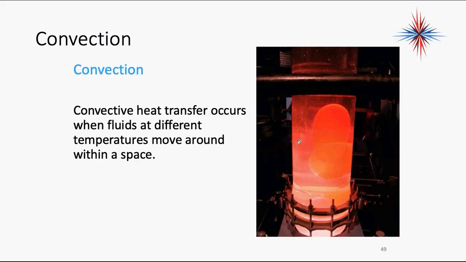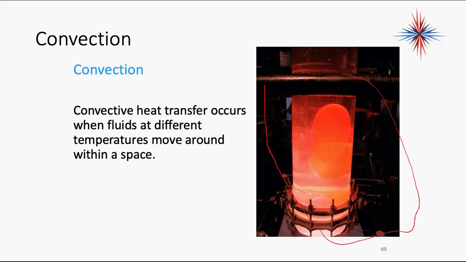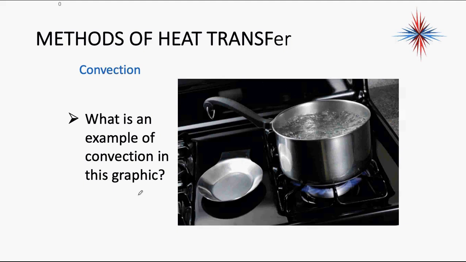So convective heat transfer occurs when fluids at different temperatures move around within a space. I'm hoping I'm not dating myself here, but this is the old lava lamps. The fluids in the different spaces have a different level of heat, and they'll absorb heat at different levels. That fluid is moving around, and it's going to cause the blobs of the lava lamp to go up and down. Convective heat transfer occurs when fluids at different temperatures move around within a space.